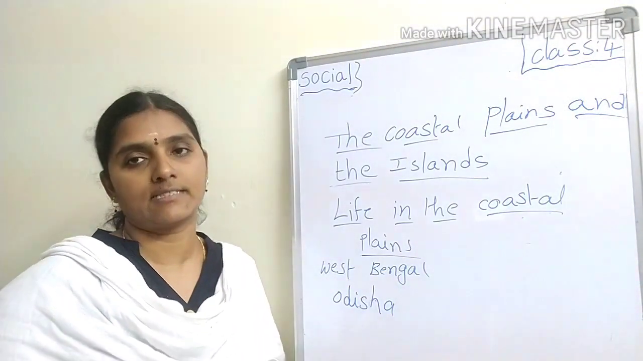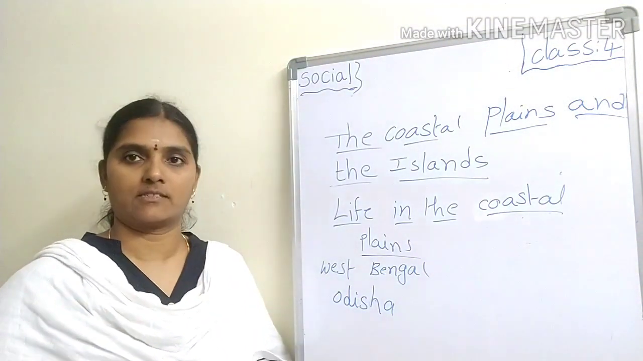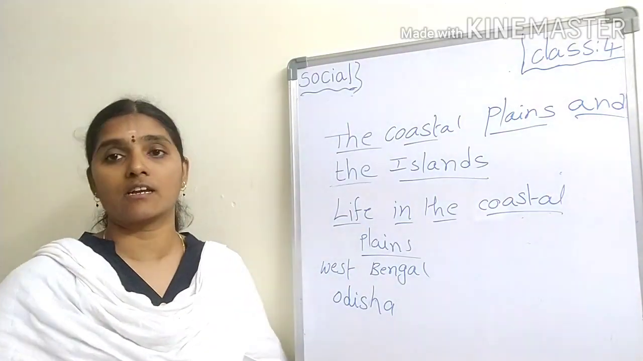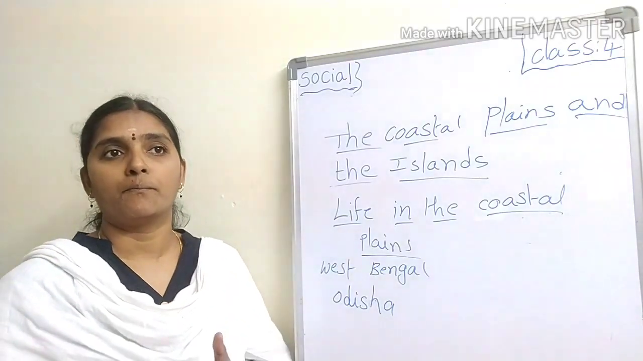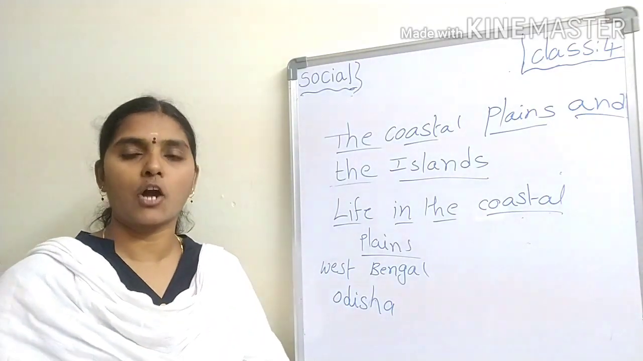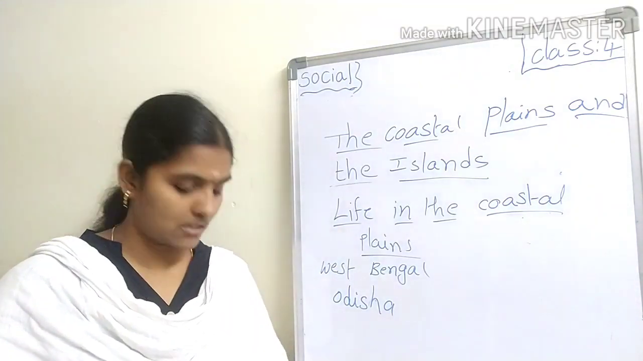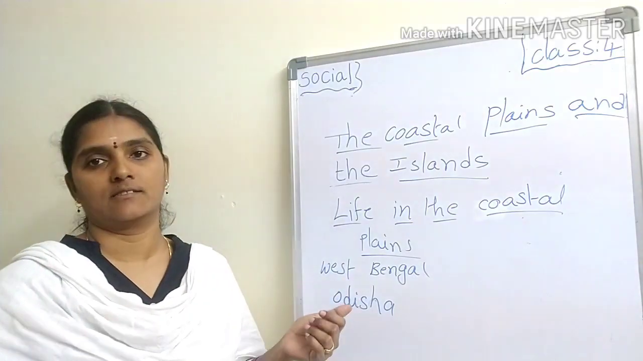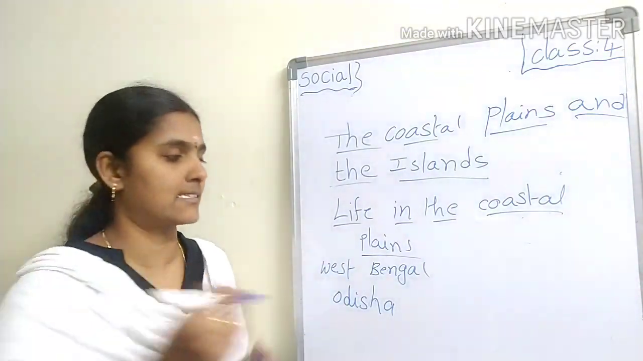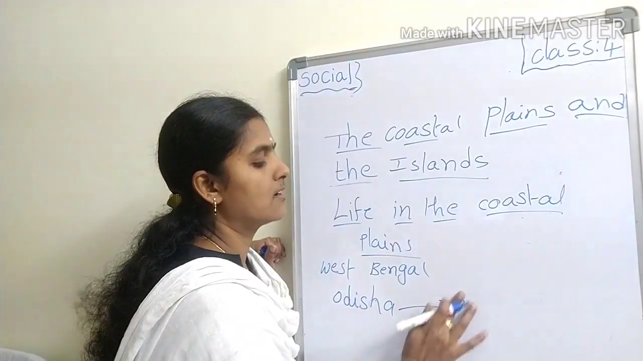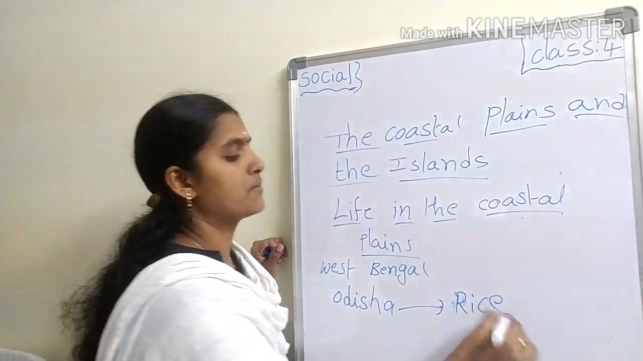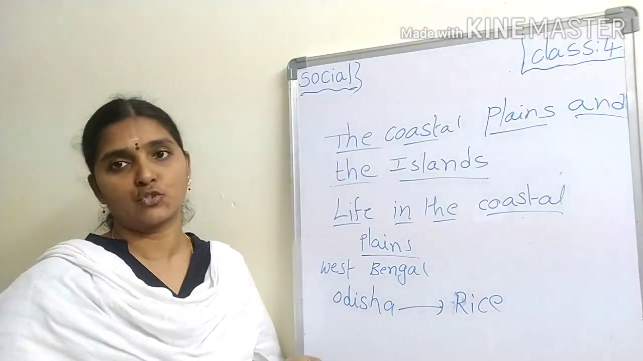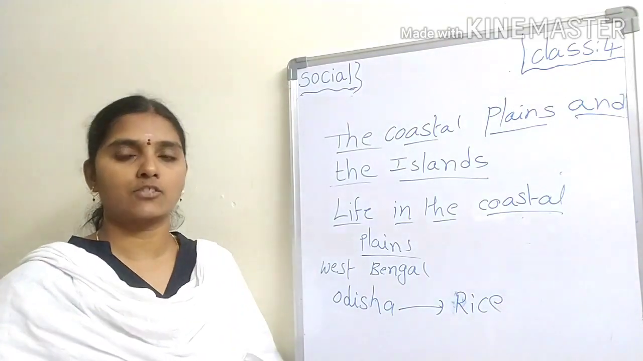Odisha is a fertile state. Agriculture and fishing are two major occupations in the state. Rice is the major crop here. Lentils, oil seeds and jute are also grown here.